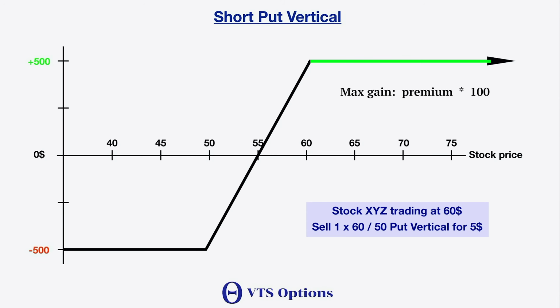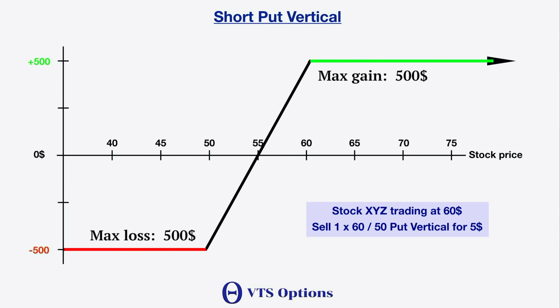To calculate that, it's simply the premium that is brought in for opening the trade multiplied by 100. In this example, collecting $5 of premium, that makes the maximum gain $500 as well. So the reason we like verticals so much is they make risk management pretty easy. We already know ahead of time what we stand to make and lose, so the trade just becomes about timing the entries and exits, and then proper position sizing.